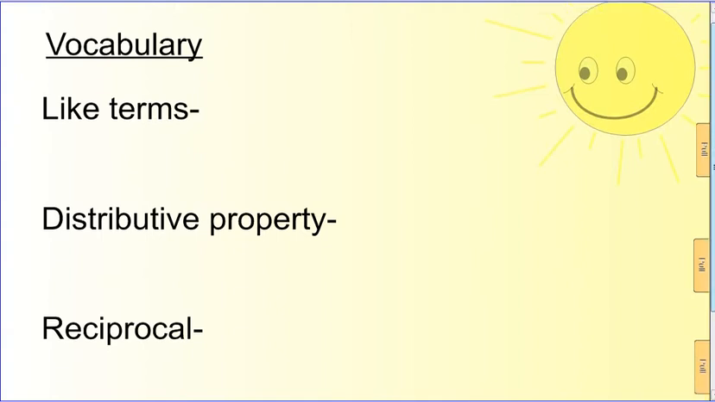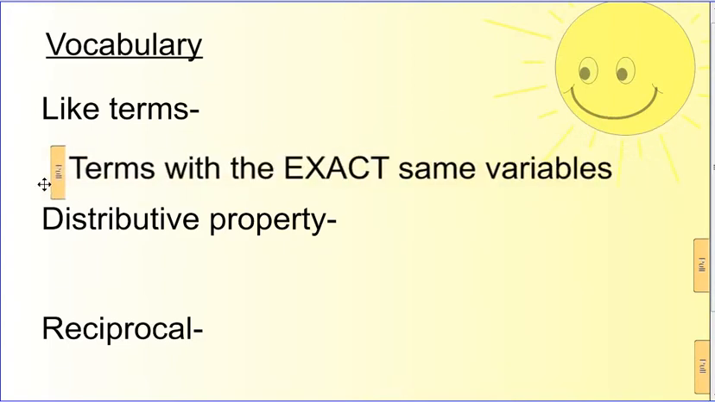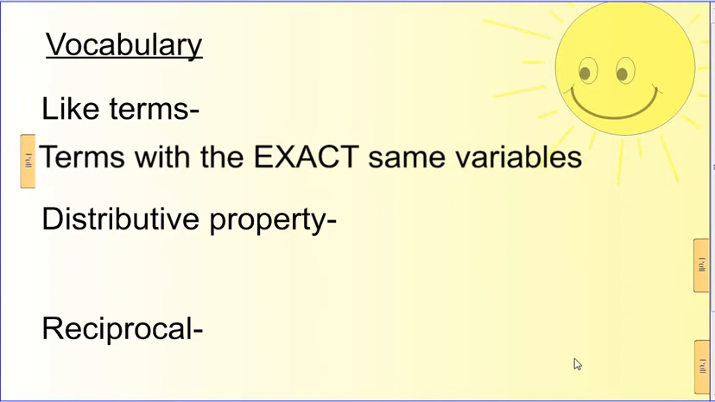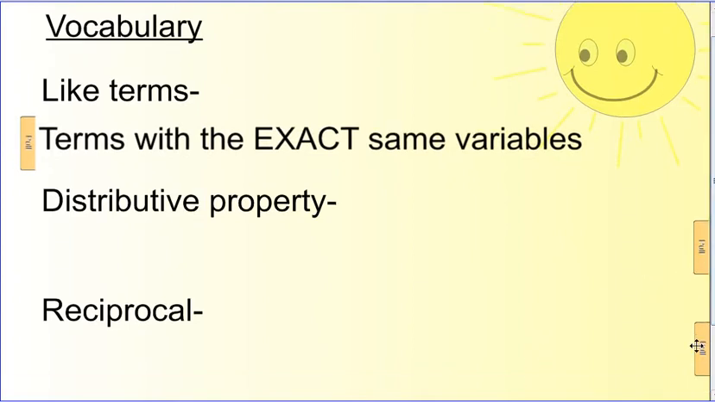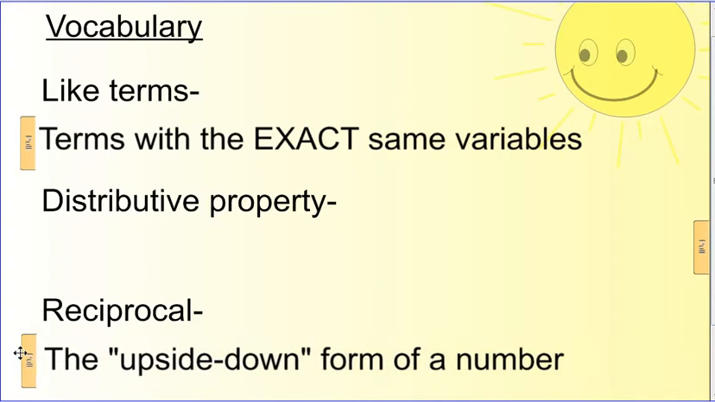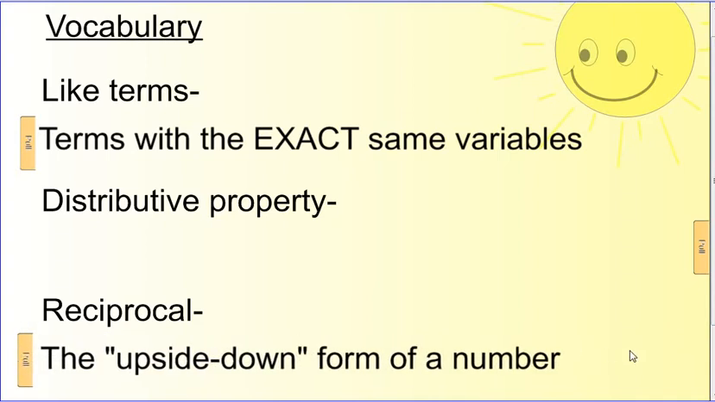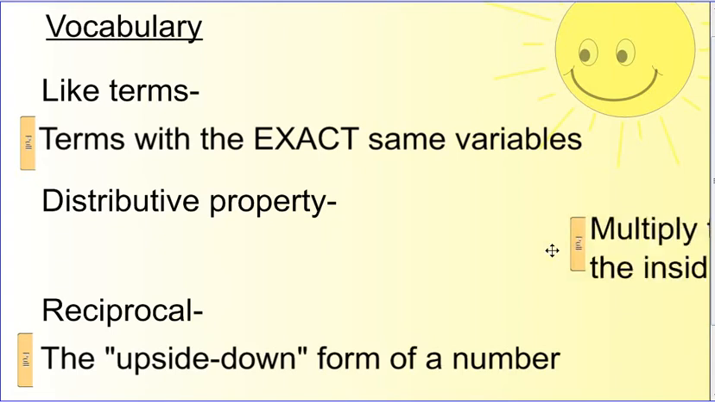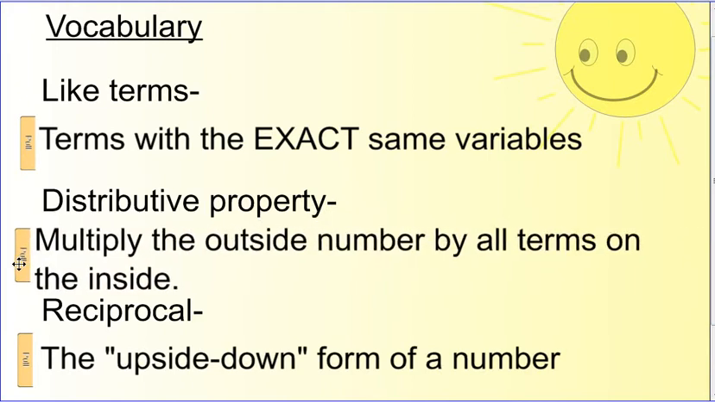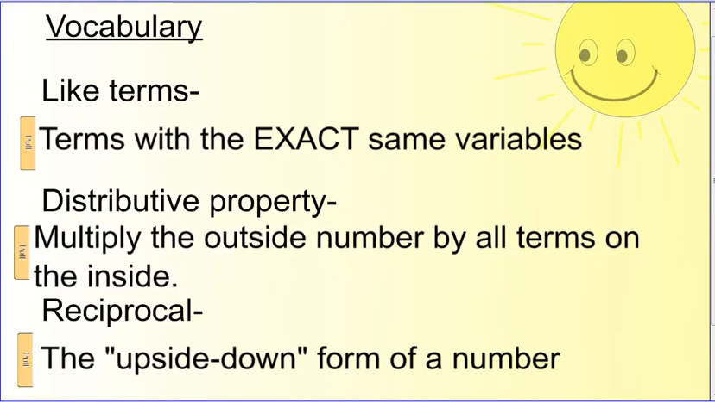We do got 3 vocabulary. These, I think, are the same for the last lesson. Like terms are terms that have the exact same variable. I do remember that one from the last lesson. And reciprocal is from the last lesson. It's the upside down form of a number. I don't think the distributive property was on the last lesson. The distributive property is when you multiply the outside number by all the terms on the inside, and that's talking about when you have parentheses. This is how we're going to get rid of parentheses.